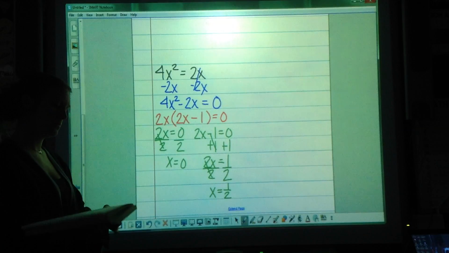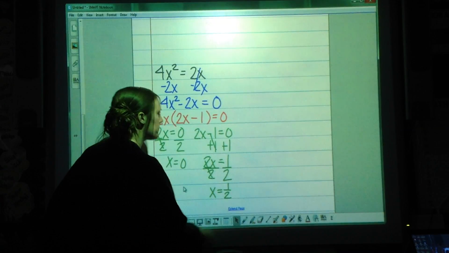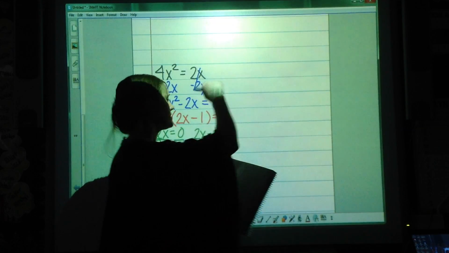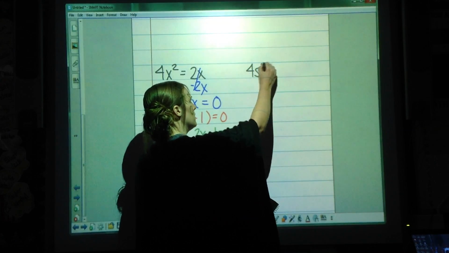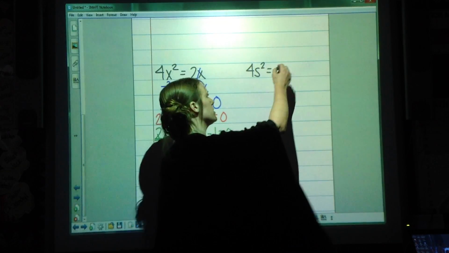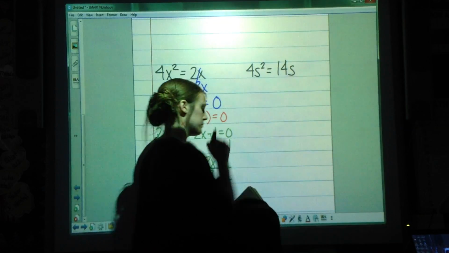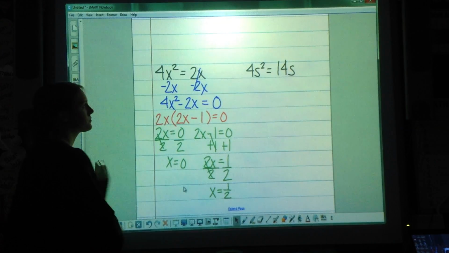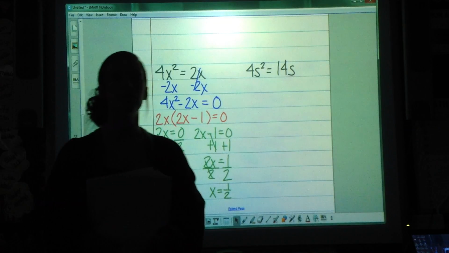Last problem. Try 4s squared equals 14s. Make sure you write down any questions you may have.